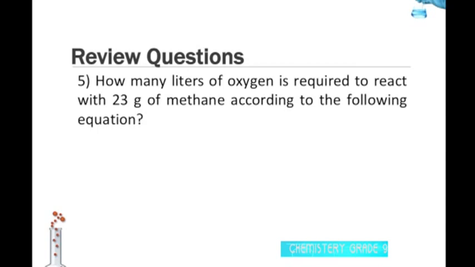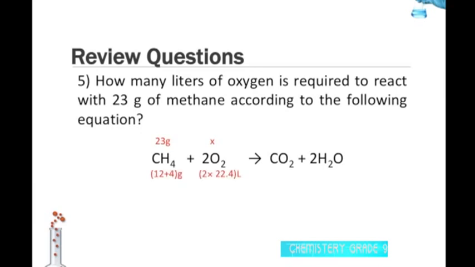How many liters of oxygen is required to react with 23 grams of methane according to the following equation? First we write the knowns and the unknowns. Then we write the weight and the volume. We set up the proportion and solve for x to get 64.4 liters of oxygen.